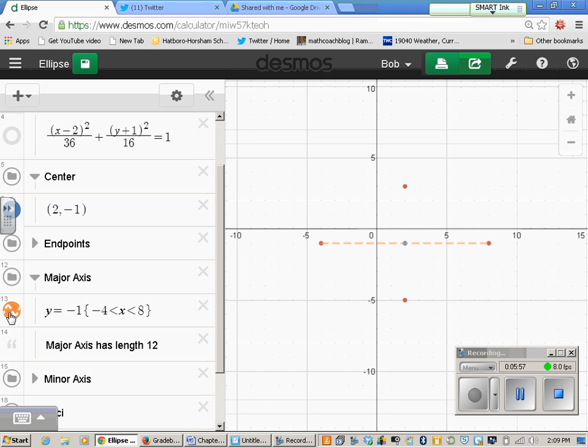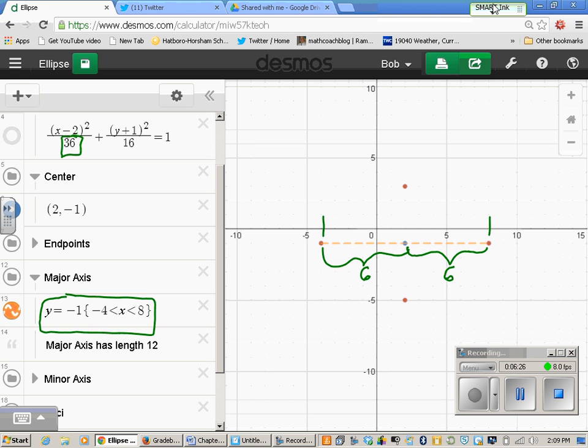And the reason how I know it has a length of 12 is, keep in mind, from the center in both directions, it travels 6. It's 6 in both directions. It's 6 from here to here, and it's 6 from here to here. So therefore, it has a length altogether of 12. And notice how I did this here, just a little Desmos tip. I used y equals -1, and I restricted the domain to just between -4 here and 8 here. So that's how I got that to happen. So there's our major axis.